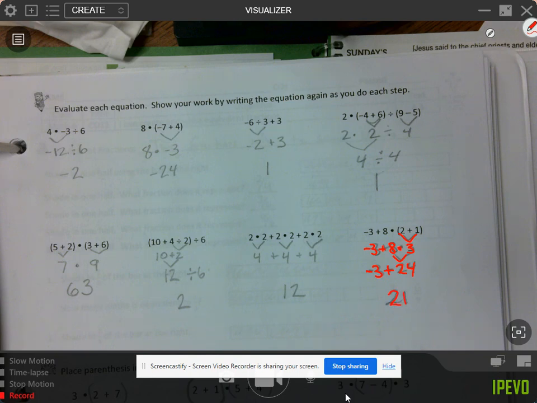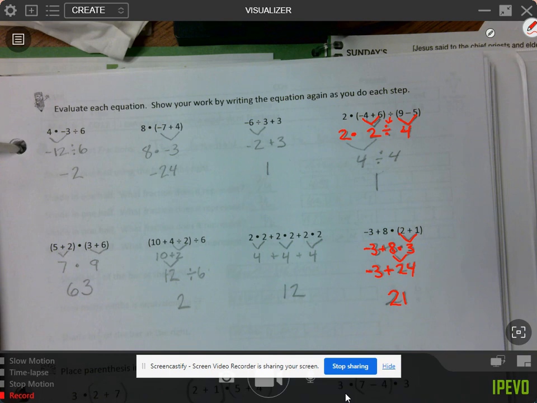Madeline? Can you do 2 times? This one? Yeah. All right, what's our first step we're going to do? Parentheses. So we have -4 plus 6 is what? 2. And then we have another set of parentheses. So 9 minus 5. 4. Now we're going to bring down everything else from our equation. So we have 2 times that 2. We're going to bring down that dividing. And we've got our 4.